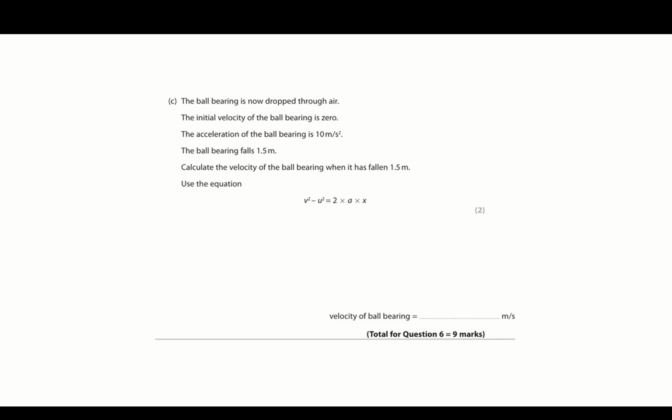And then the next one, the ball bearings now drop through air. The initial velocity is 0, so I'm just going to write a 0 there. The acceleration is 10 meters per second squared, so I'm going to put my a there. And it's going to fall for 1.5 meters, that's the displacement x. And it says calculate the velocity of the ball bearing where it's fallen 1.5 meters.